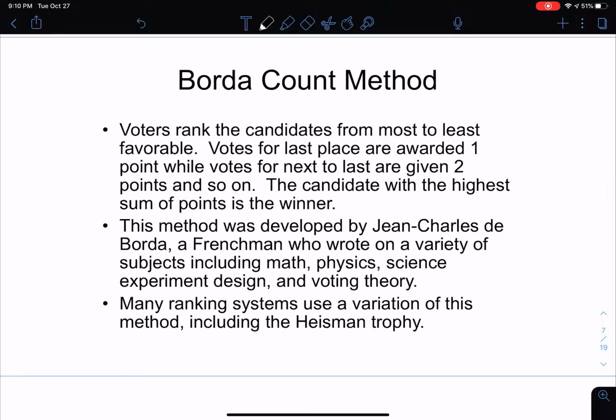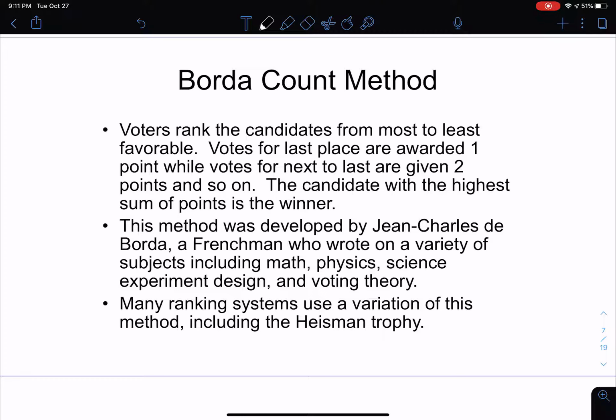All right, another method, this one gets a little more involved, is called the Borda count method. This one involves rankings. Those of you who are football fans, the Borda count method is what they use for figuring out the winners for the Heisman Trophy. You have everybody rank the candidates from most to least favorable. Each time a candidate is voted least favorable, they get 1 point. Next to least favorable, 2 points. Next one up from that, 3 points, and so on until you get to your highest ranking. And then you add up the points. The candidate with the highest sum of the points is the winner.